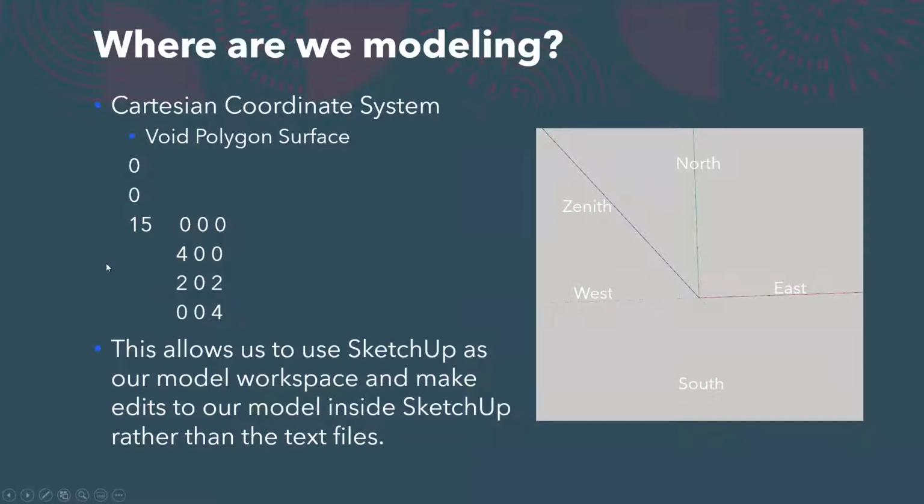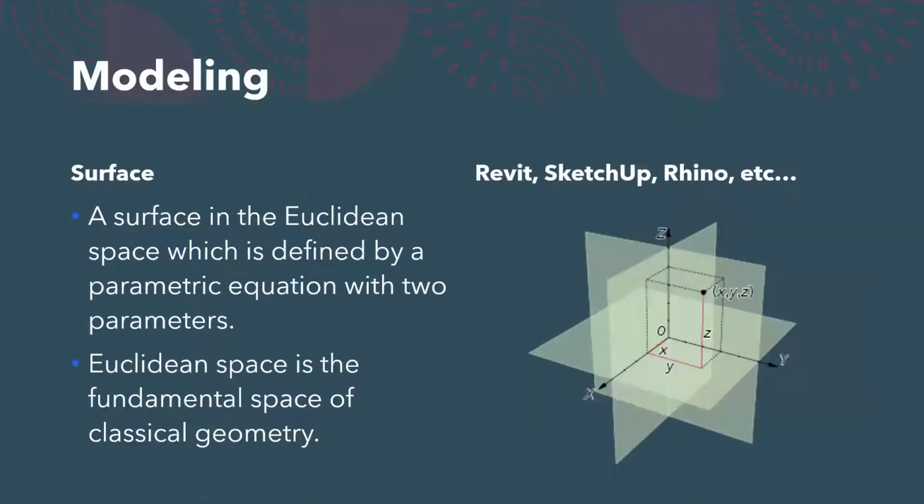You don't generally see it in this way. You generally see this view on the right was what you're working in. But it's important to know this because from there we get a surface, and the surface is the Euclidean space, which is defined by a parametric equation with two parameters. So Euclidean space is the fundamental space of classic geometry, and it's basically used in Revit, SketchUp, Rhino, almost any 3D modeling program. They use it to different levels. Rhino is, in my opinion, the most extreme when it comes to this.